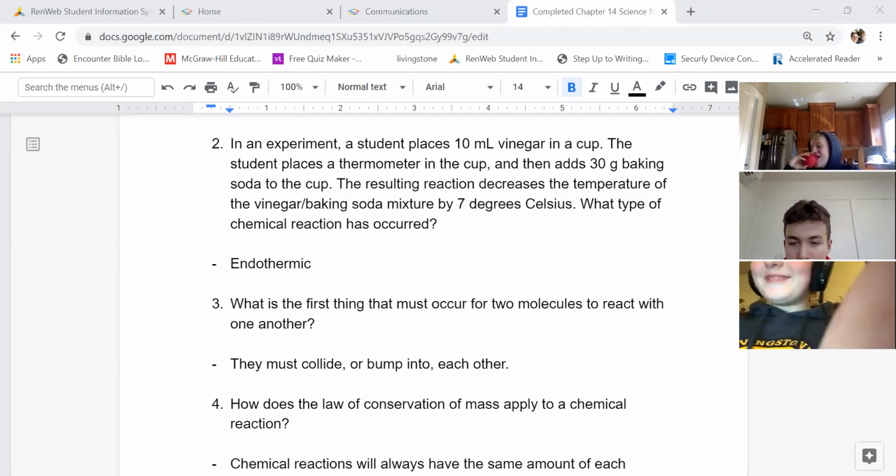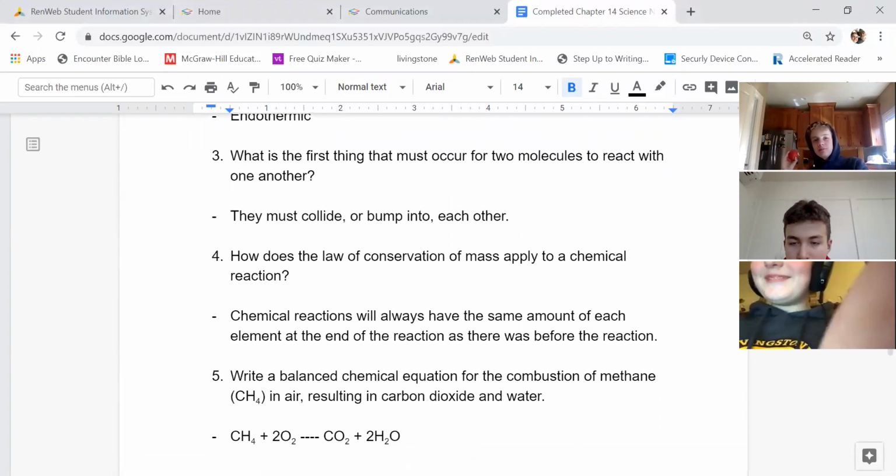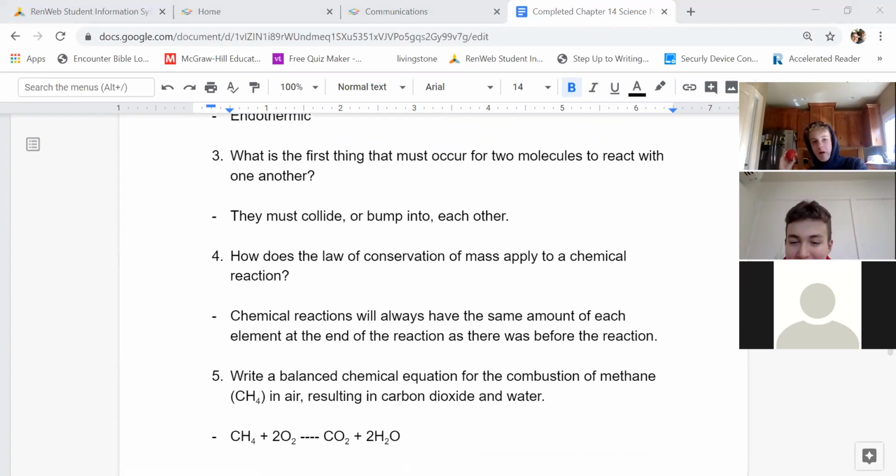Next one, number 3. What's the first thing that must occur for two molecules to react with one another? Pretty simple. They have to collide or bump into each other. They're not going to react if they don't bump into each other.